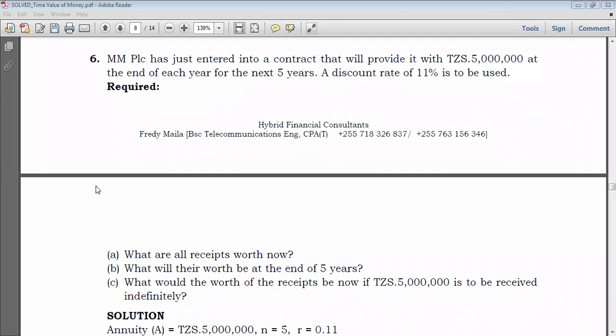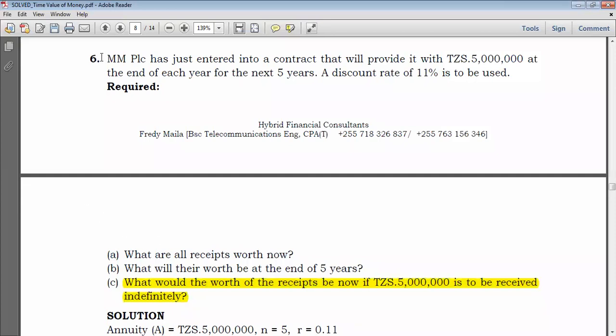Let's take a look at an example depicting perpetuity. How do you obtain the present value of the perpetuity? Actually, this question has got a lot of sections. Section A, parts A and B were done in the previous videos, so I'll just emphasize part C. What would be the worth of the receipts now if 5 million is to be received indefinitely? You see, the word indefinitely reflects a perpetuity. So that's what I'm going to focus on.